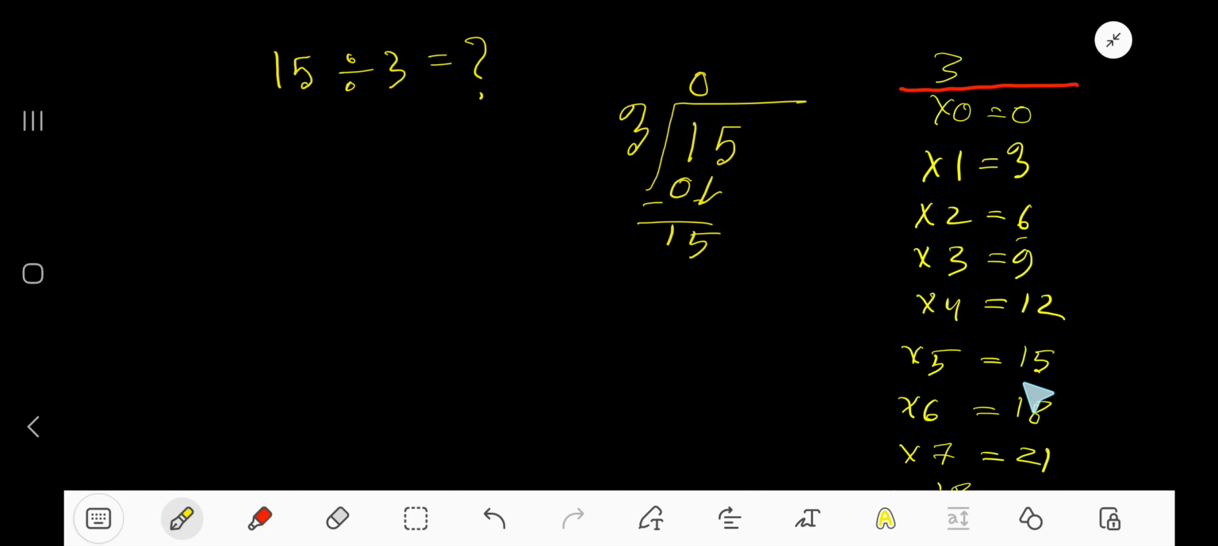3 goes into 15 how many times? 3 goes into 15 5 times. 5 times 3 is 15. Subtract, and our remainder is 0, so we are done. Our answer is 05, which means this 5.